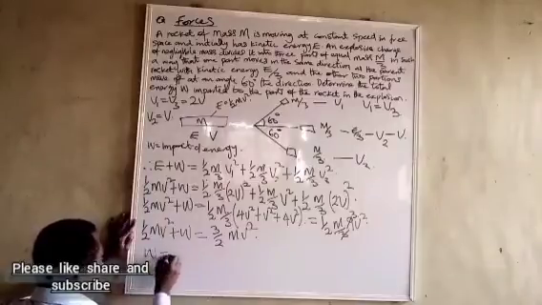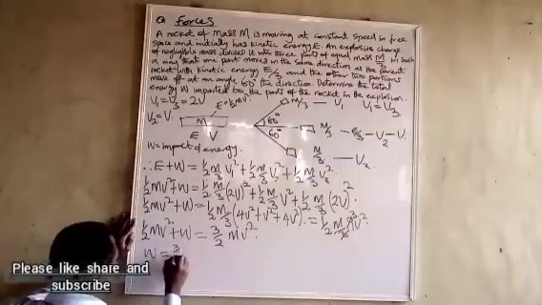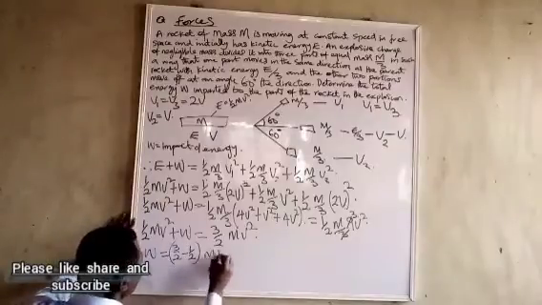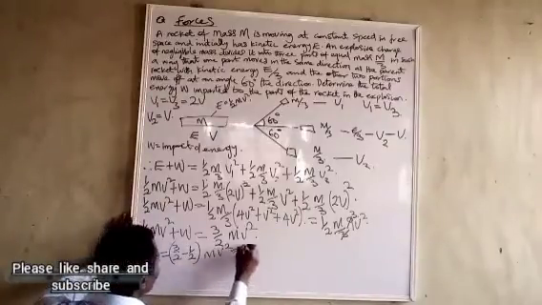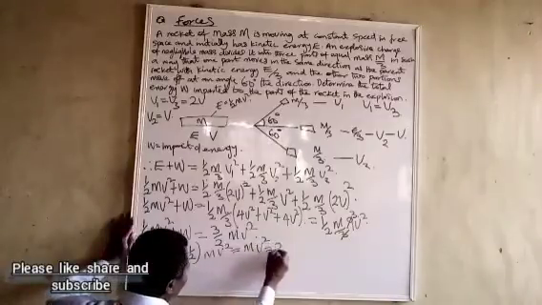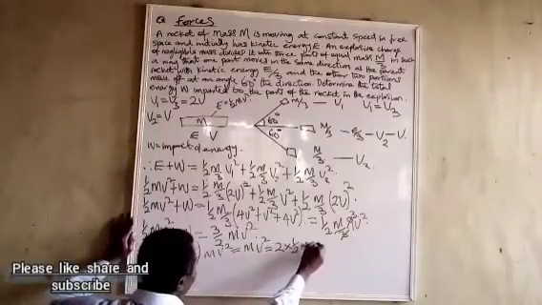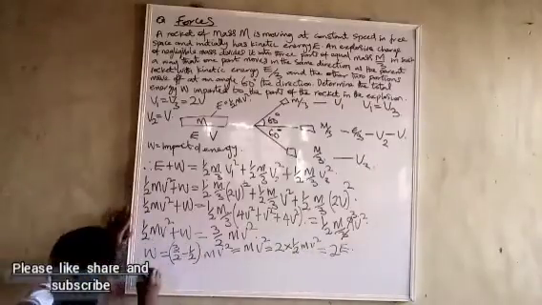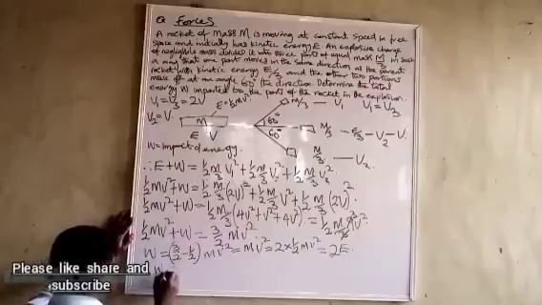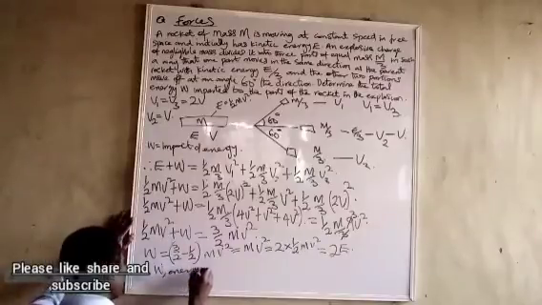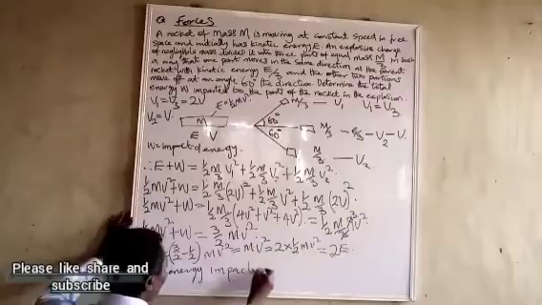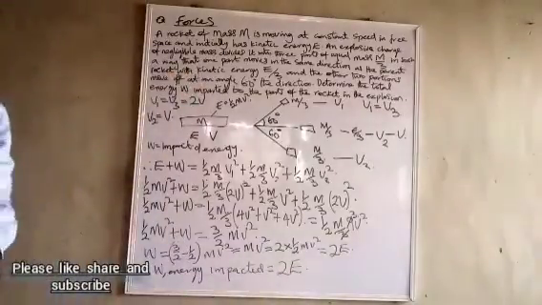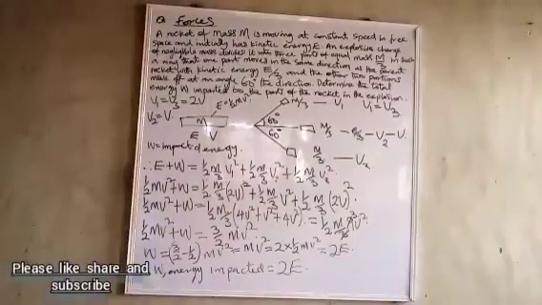So W is equal to 3 over 2 minus half m v squared, which is m v squared, which is 2 times half m v squared, and this is 2E. Therefore, the energy imparted is equal to 2E, 2 times the initial kinetic energy of the rocket.